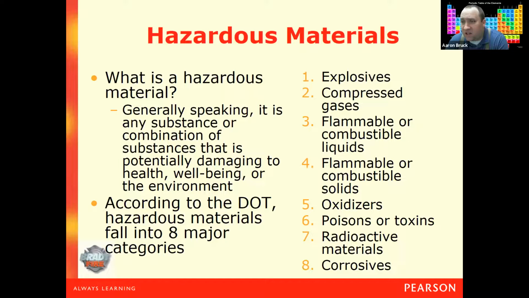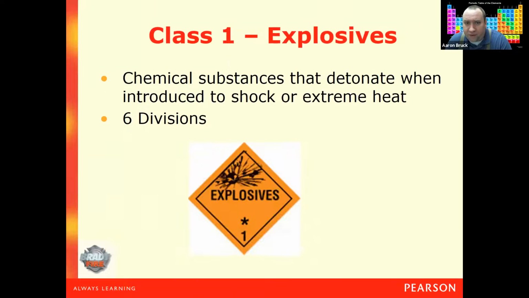And according to the Department of Transportation, there are 8 categories that we can classify those hazardous materials into. They are explosives, compressed gases, flammable liquids, flammable solids, oxidizers, poisons, radioactive materials, and corrosives. What these next slides are going to get into is what each of those placards look like so that we can recognize differences between them. So let's start at the top. Explosives.